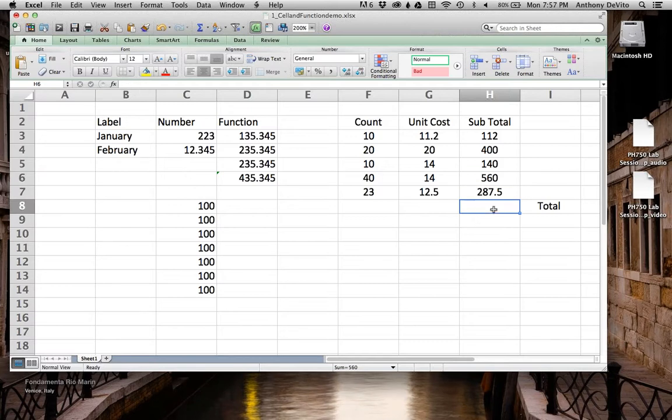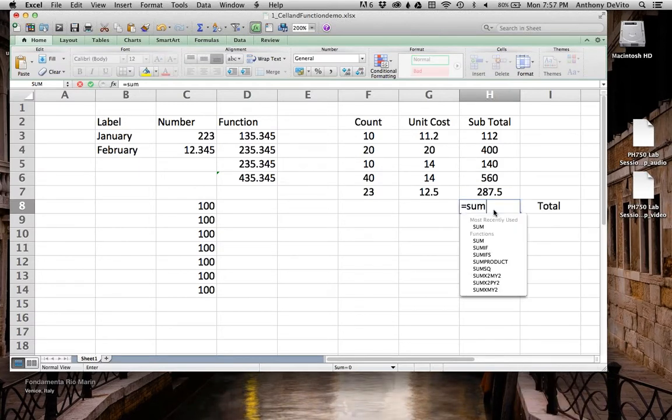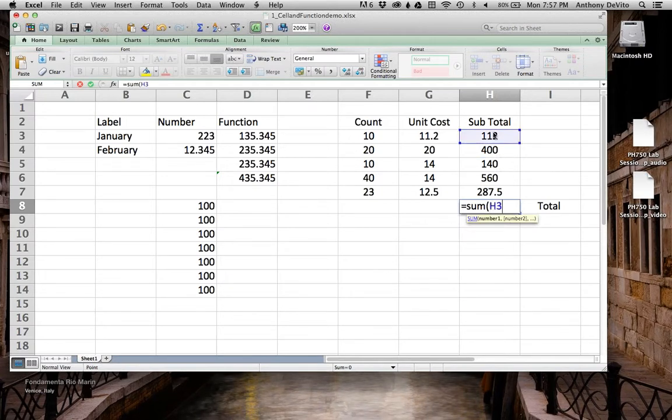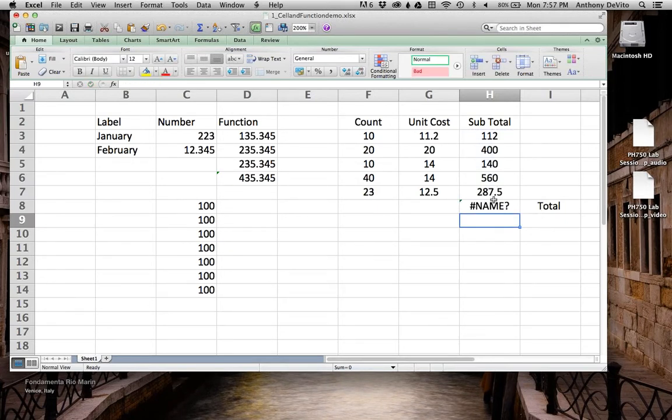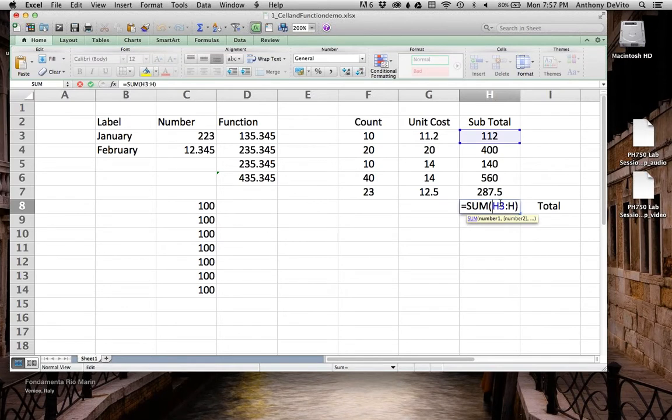Okay, and of course when I get to the bottom, if I want the total for everything, I could just use equals sum, parentheses, and tell it I want the sum from H3 through H7. I'm actually only getting 112 all the way down.